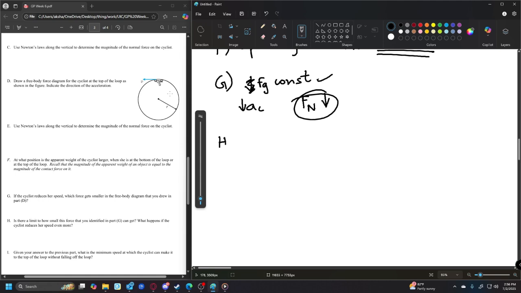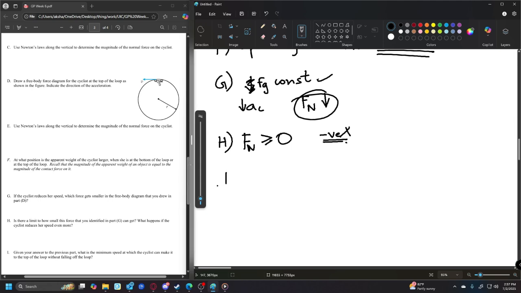Question H talks about, is there a limit to how small this force that you identified in part G can get? And what happens if the cyclist reduces his speed even more? Yes, there is a limit actually. So the normal force must be greater than or equal to 0. Normal force can never be negative. That doesn't happen. And if the normal force does get lower than its minimum, then the cyclist just falls from the top. That's it. She just falls and breaks her neck probably.